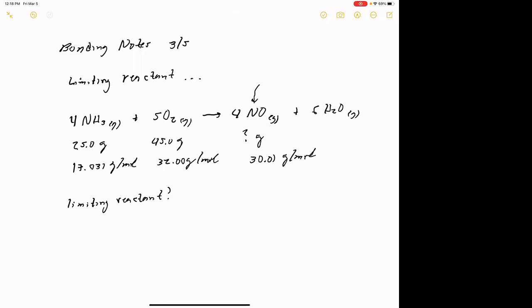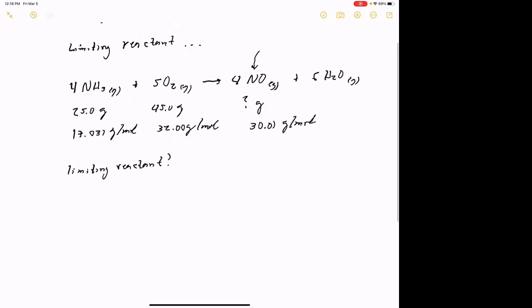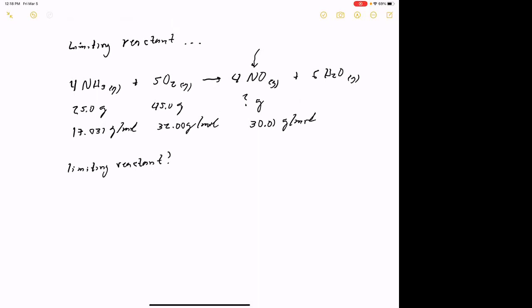But you can do it just as well by just taking each reactant onto the desired product. So it's kind of up to you in terms of which way you want to go with that. But we'll do the reactant to reactant comparison method here. That was the first one we talked about in the video.